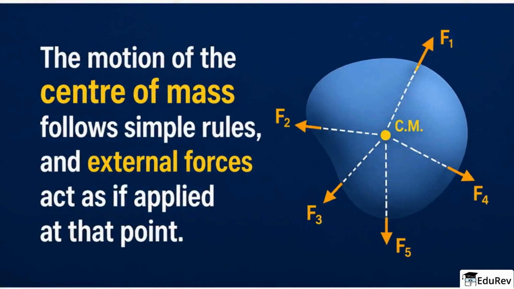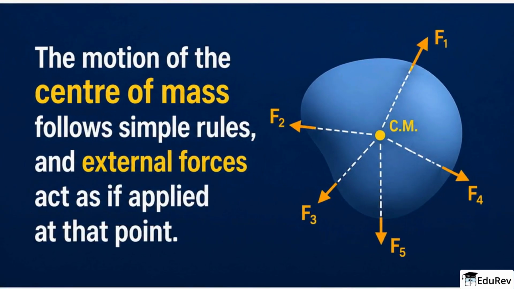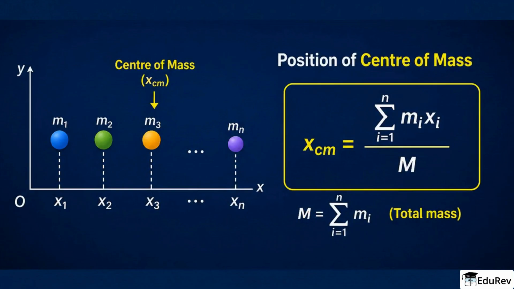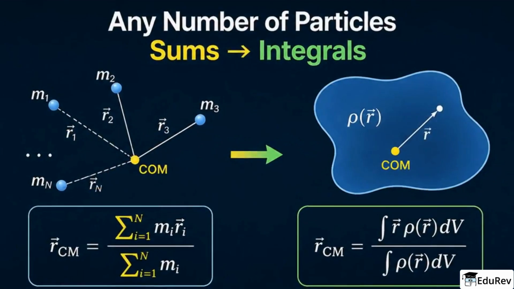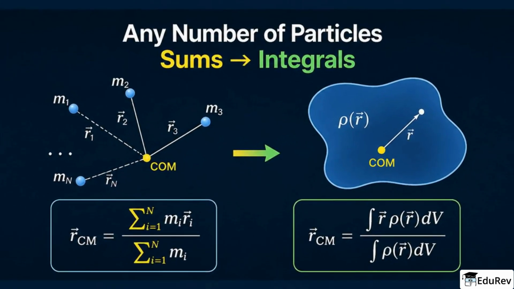The motion of the center of mass follows simple rules, and external forces act as if applied at that point. Mathematically, the position of the center of mass equals the sum of each mass times its position divided by the total mass. So x coordinate equals the sum of m times x divided by the sum of m. This formula works for any number of particles and also turns sums into integrals for continuous bodies.